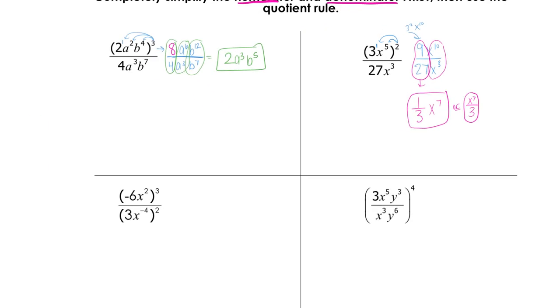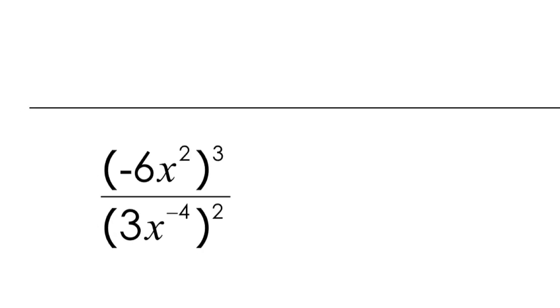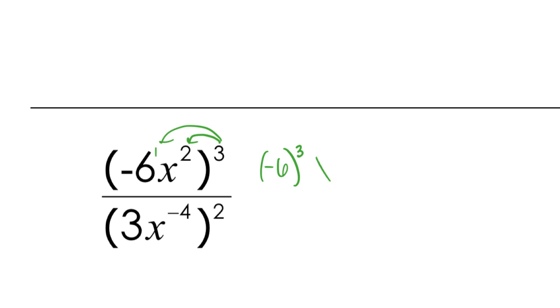Okay, this next one here, we've got to simplify both the numerator and the denominator. So I'm going to take this 3 on the outside here and apply it to both of these. So we have -6 to the third power, and then x to the 6th power. And this would be over, let's see, 3 to the 2nd power, and then x to the -8 power.